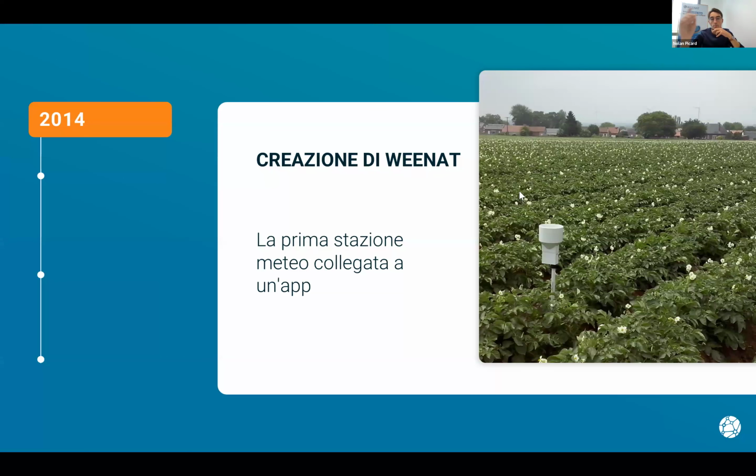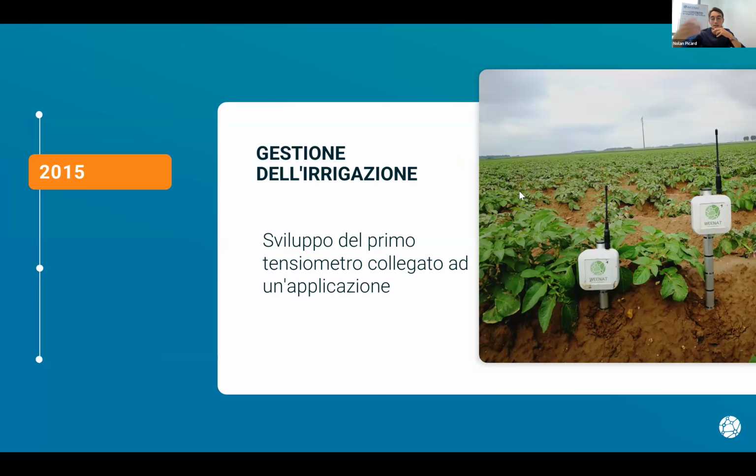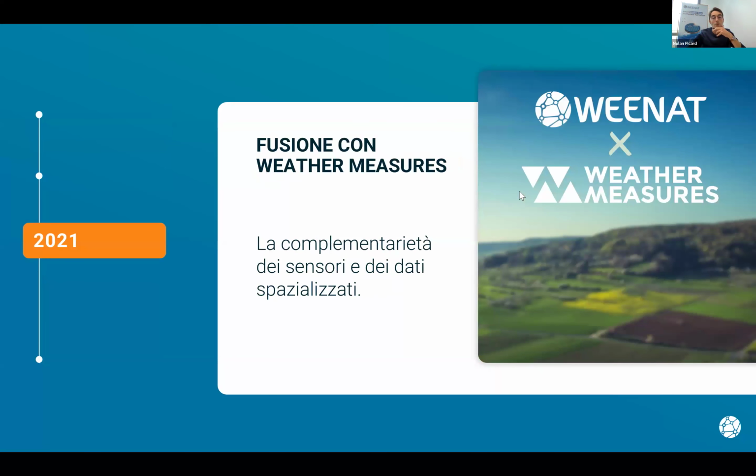Just as a reminder, Weenat is from 2014, and we were first created for the purpose of creating an automatic rain gauge for farmers in the north of France. So that was the start of the company, and we quickly began to develop all kinds of sensors for all the soil and climatic parameters that influence the growth of the crops. Then we began to make soil probes. Then the company also acquired another company called Weather Measures, which is specialized in data for large-scale projects.